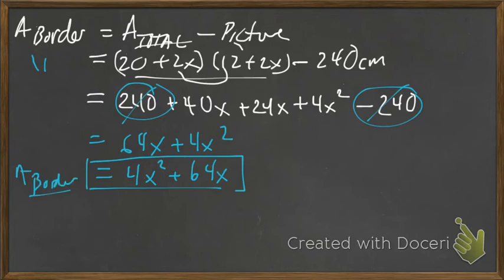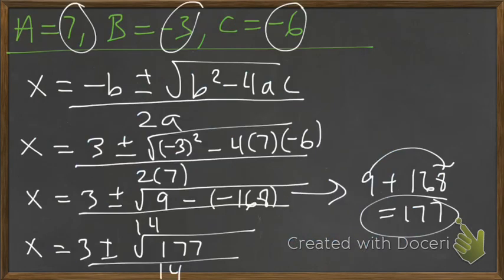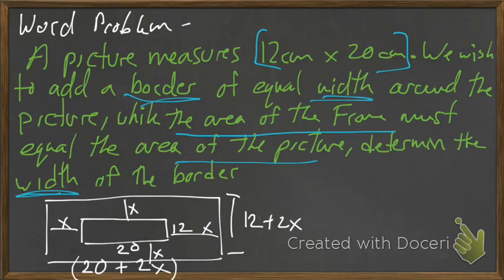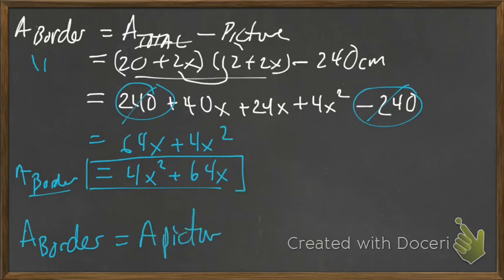Okay? Now that we have that information, we need to look at what we remembered about the area. I'll go back to the question. Area of the frame, which is the same as the border, must equal the area of the picture. Okay? So, area border equals area picture. So, this 240 is equal to 4x squared plus 64x.